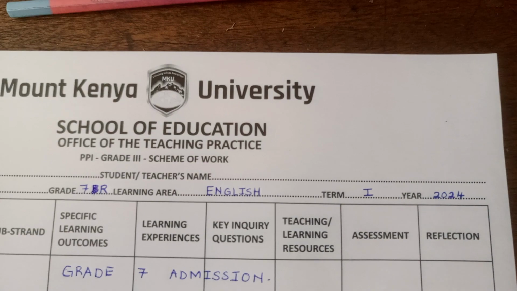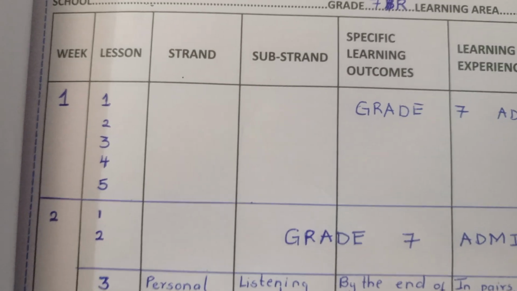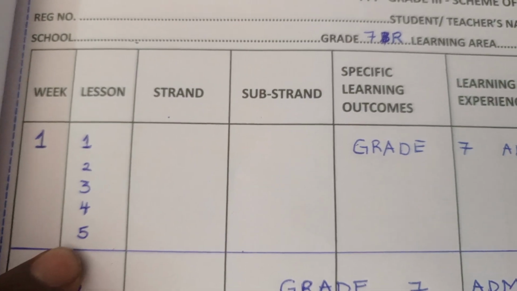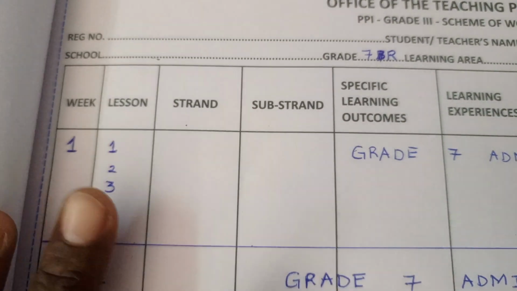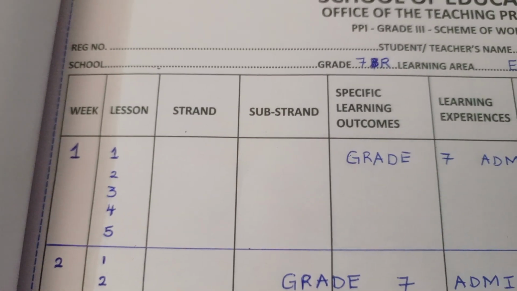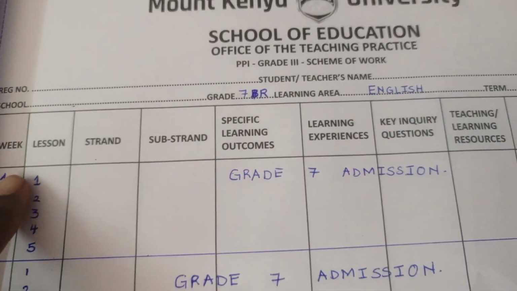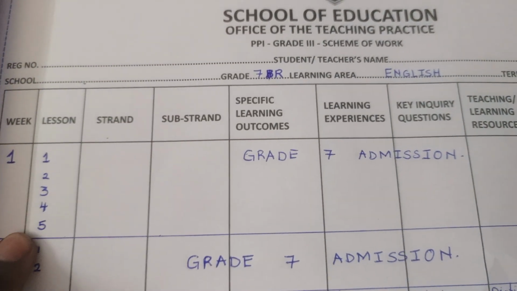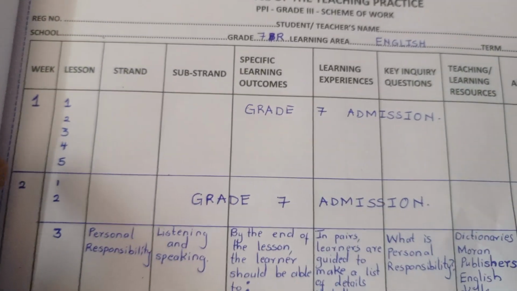If you check clearly, my subject is English, and so I have about 5 lessons a week here. This one, lesson 1, lesson 2, lesson 3, lesson 4, and lesson 5. So week 1 has 5 lessons. This will depend according to the subject that you're taking through. But for me, for instance, it's English, so I have 5 lessons per week. So week 1, lesson 1 up to the 5th lesson, was all consumed by the grade 7 admission that was still ongoing. So it also affected week 2.